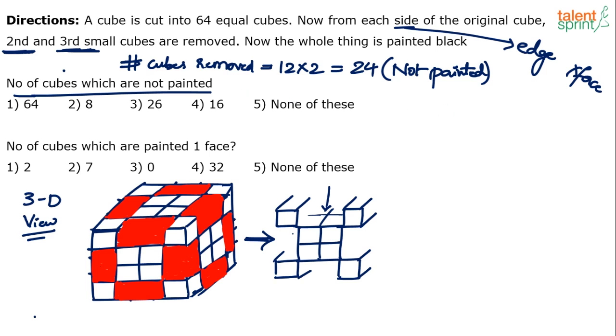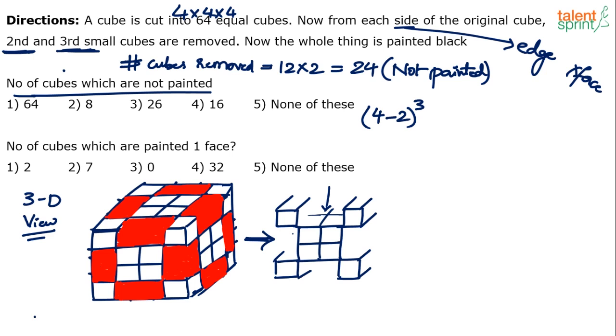What is the size? 64 is nothing but 4 into 4 into 4, 4 cube. So the number of cubes which are not painted can be counted as follows: (4 minus 2) whole cube. There are 4 cubes on each edge. The size is 4 by 4 by 4.